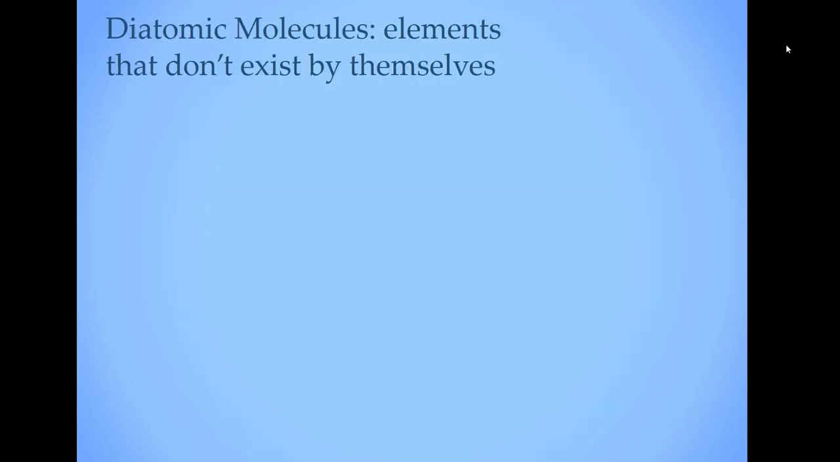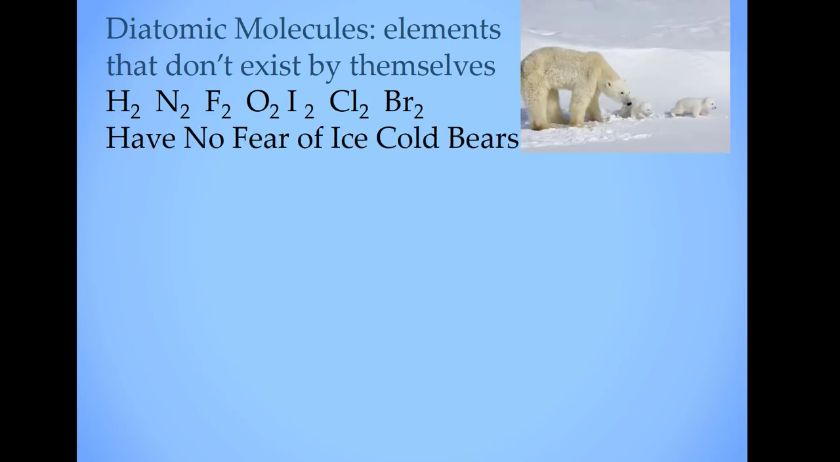Let's review diatomic molecules. So diatomic molecules, these are elements that don't exist by themselves. And so here they are. We have hydrogen, nitrogen, fluorine, oxygen, iodine, chlorine, and bromine. So they will bond with another element, or if there is no other element to bond with, they will bond with themselves. So they always have to have a buddy with them. So a good way to memorize this is the silly mnemonic: have no fear of ice cold bears, meaning polar bears.